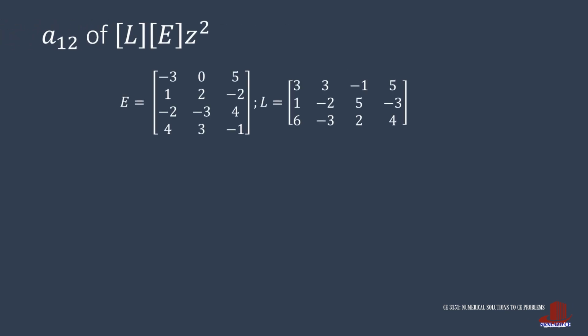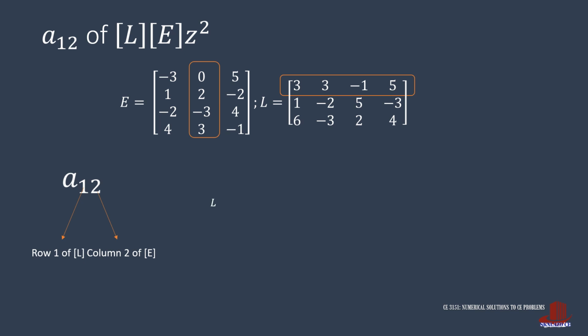Working on the left side of the equation involving matrices E and L, we are to focus on element 1, 2. And from this notation, take the first row of the first matrix L. Then, multiply this with the second column of the second matrix E. Now that the elements involved are clear, we multiply them.